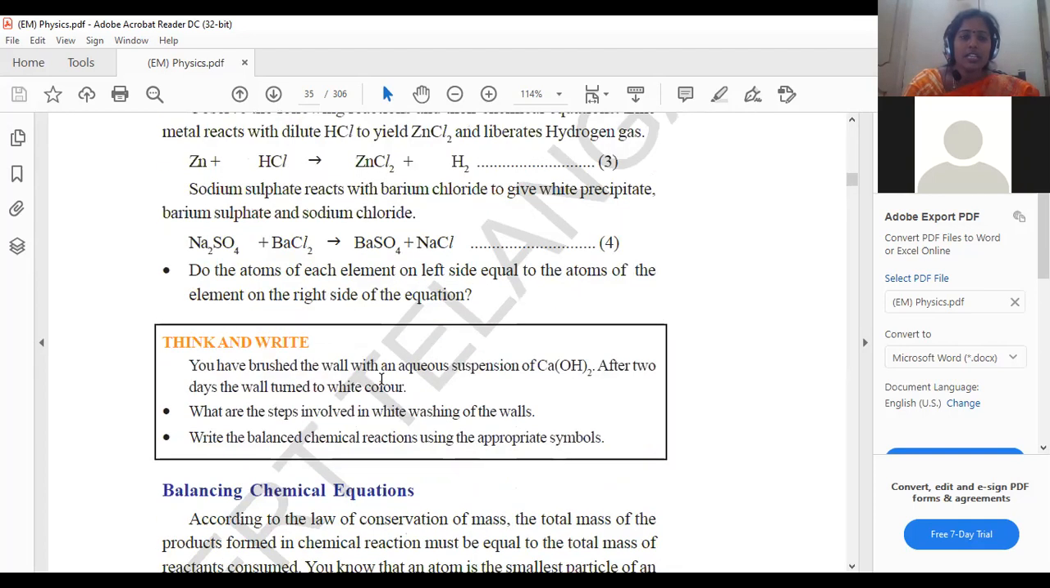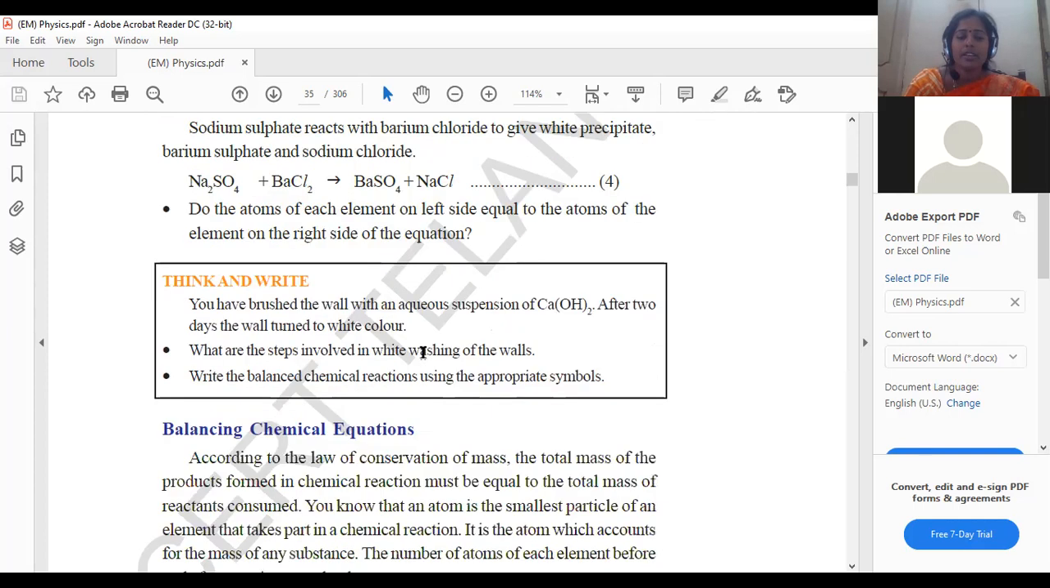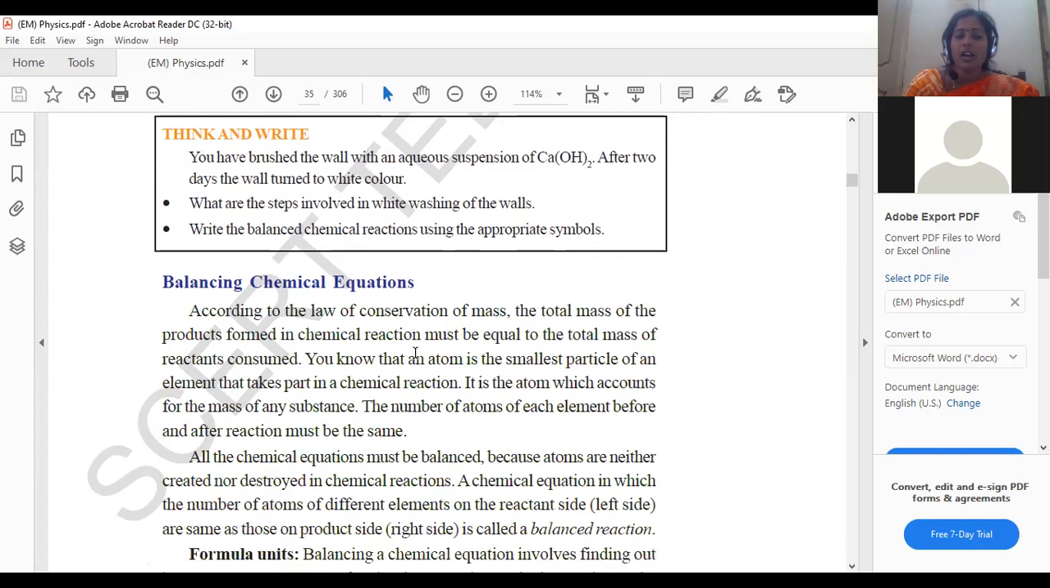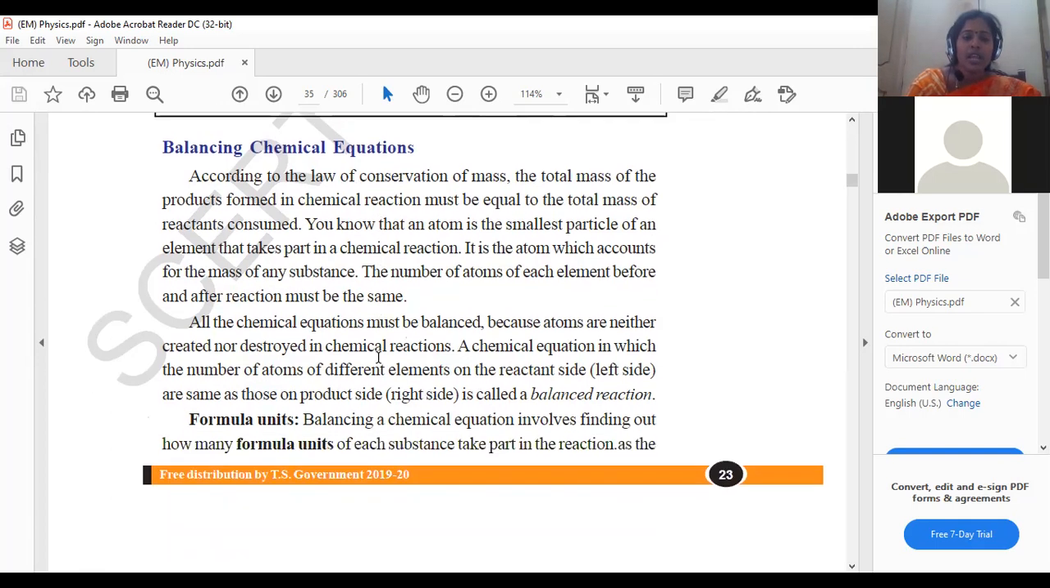Now, till this point you learned how reactants combine and products form. But now the next parameter is how can we balance the equation? Balancing the equation is nothing but how reactants are converted into products without changing the number of atoms. If you are taking one zinc, in the product also one zinc atom should be there. If you are taking two hydrogens initially, the product should give two hydrogens. That is nothing but balancing the equation.